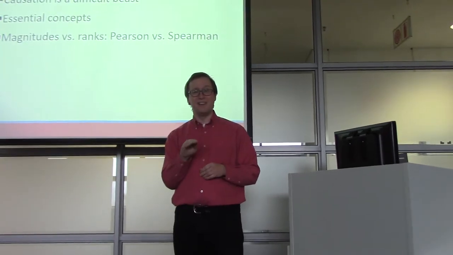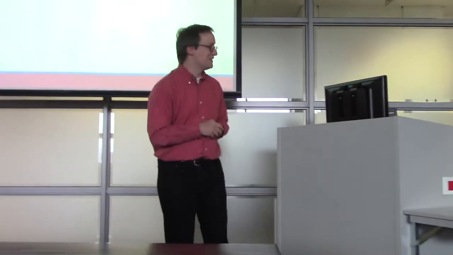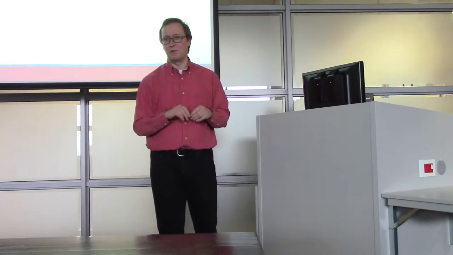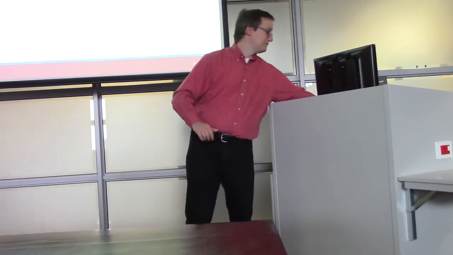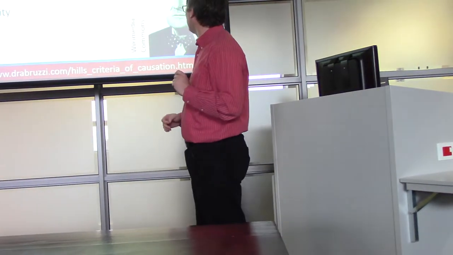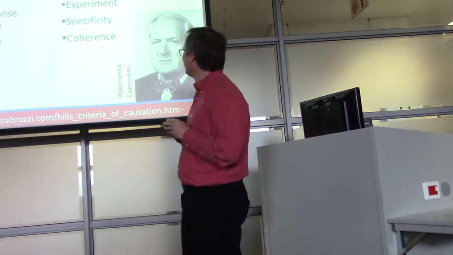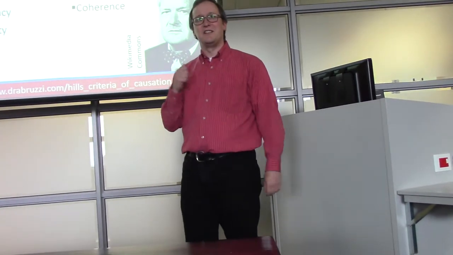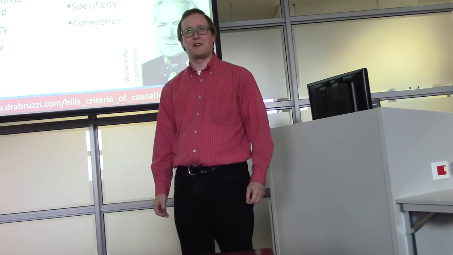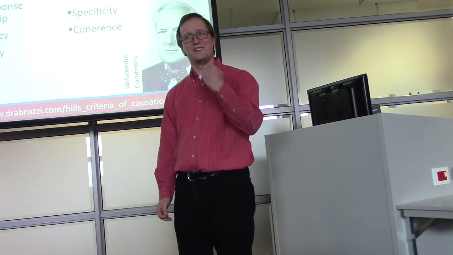I'm going to talk a little bit about history as well, because I think it's an intersection that a lot of people don't understand about correlation. So we're going to start with Austin Bradford Hill. That's the face of a man that you don't want to cross, right? He's very stern, you know.